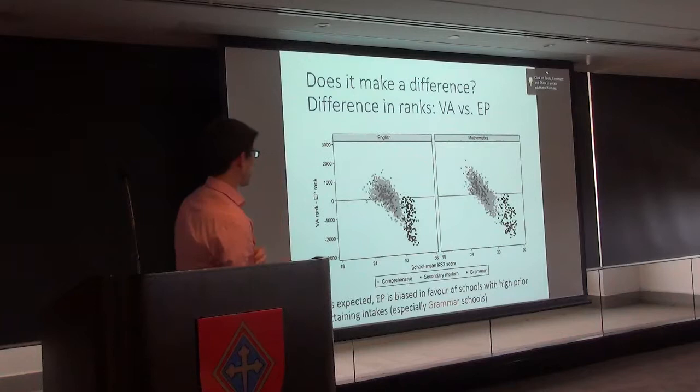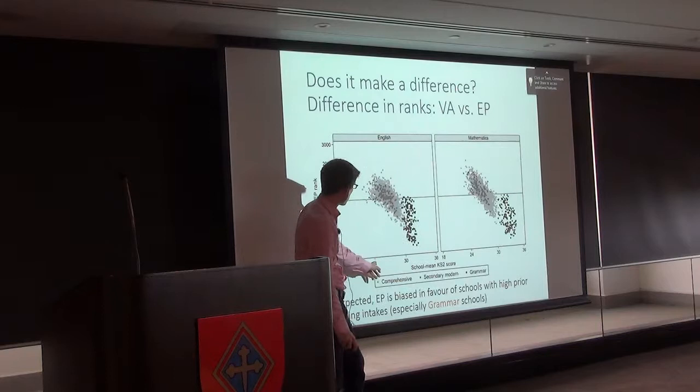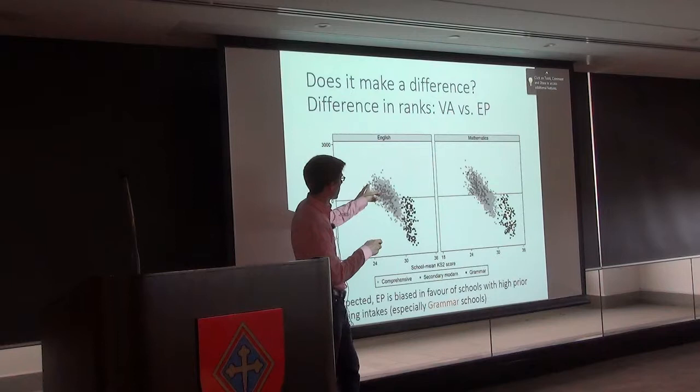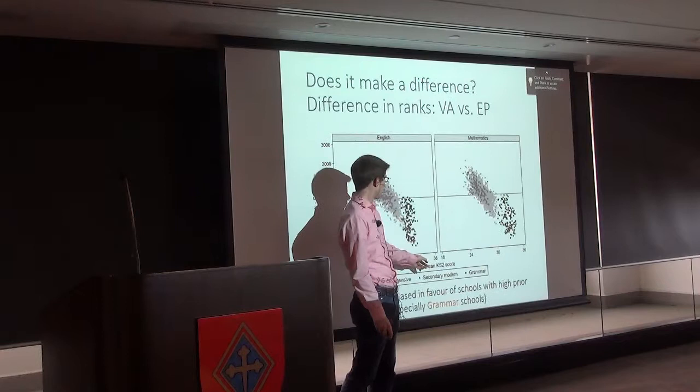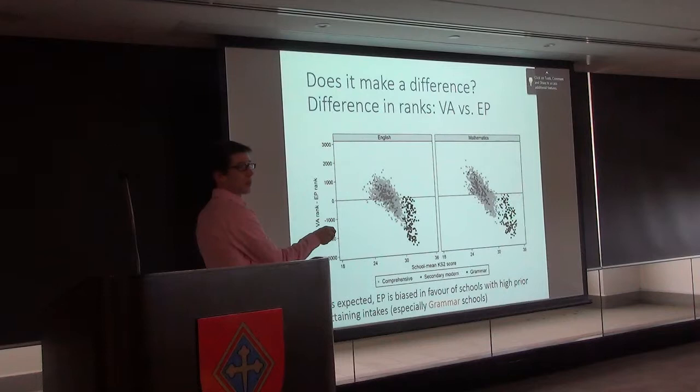And we see what you might expect, a strong negative relationship, whereby schools serving very disadvantaged communities would do better under value added than they would under expected progress, while schools serving very advantaged communities, with very high prior attainment, would do worse under value added than expected progress. And again, this is because expected progress is biased in favor of schools with high prior attainment. And here we worked hard to remove that bias.